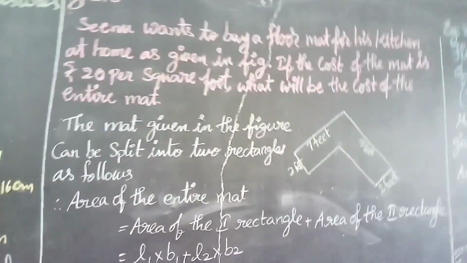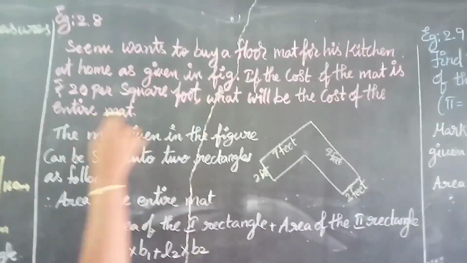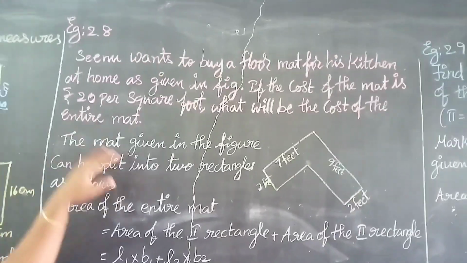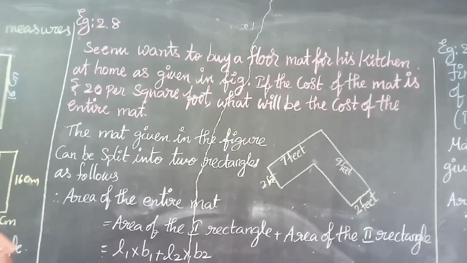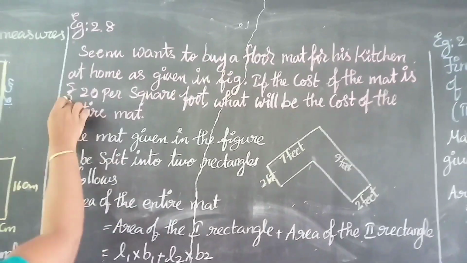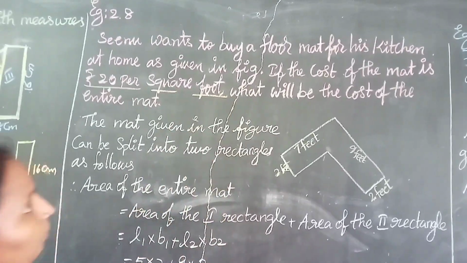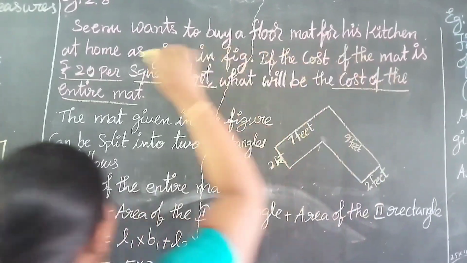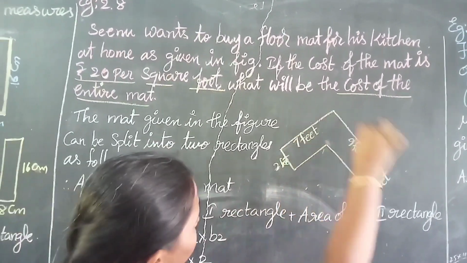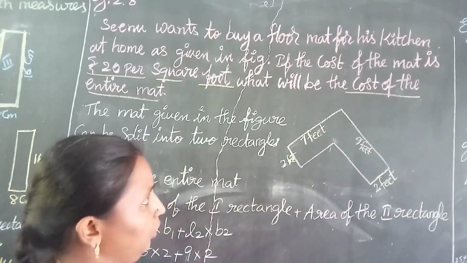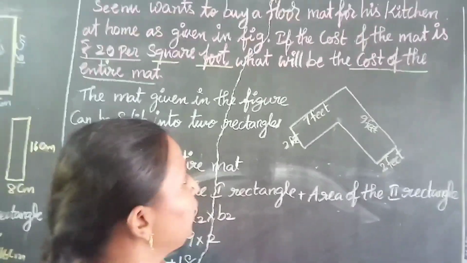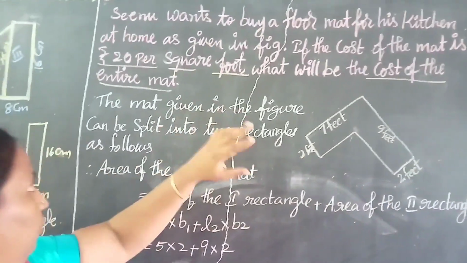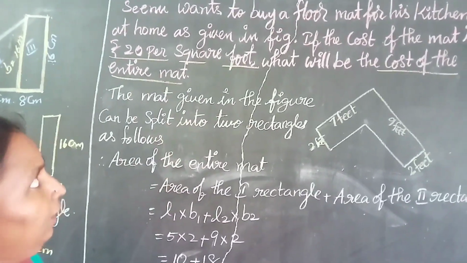Next, move on to example 2.8. Sinu wants to buy a floor mat for his kitchen at home as given in the figure. If the cost of the mat is rupees 20 per square foot, what will be the cost of the entire mat? So, Sinu in his kitchen has a floor mat like this, in L shape. Okay, so now we are going to find the area of this mat. Then only can you find the cost of the entire mat.